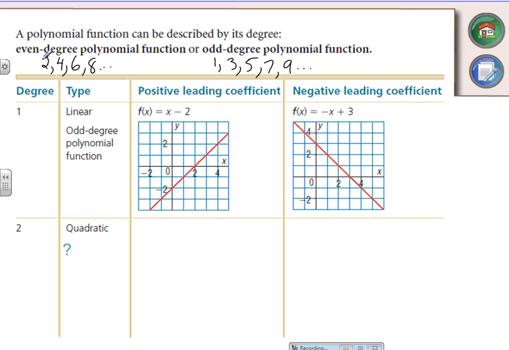So if we look at this, a positive leading coefficient on a degree of 1. Degree of 1, the name is linear. It is an odd degree because it is an exponent of 1. If we have a positive leading coefficient, that means a positive number in front of the x. That's a positive slope, and if it's a positive slope, the slope is going up.